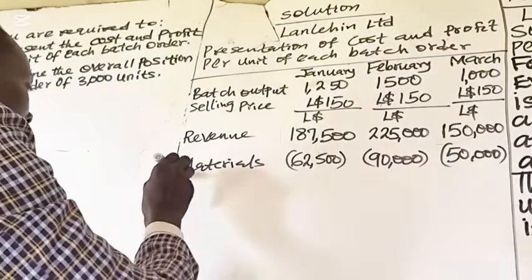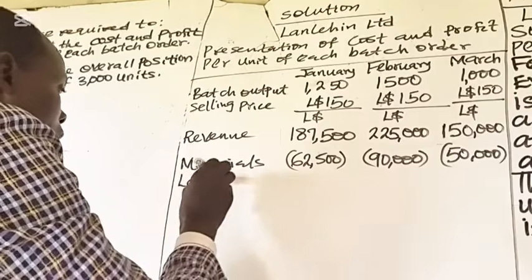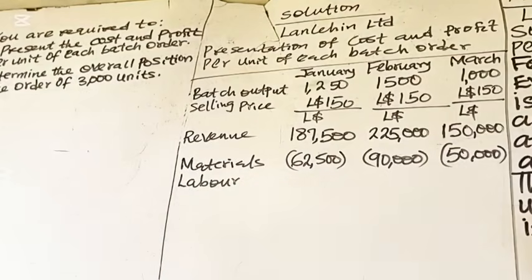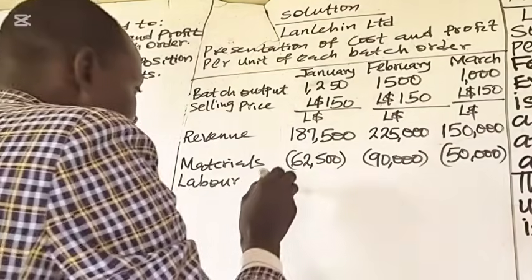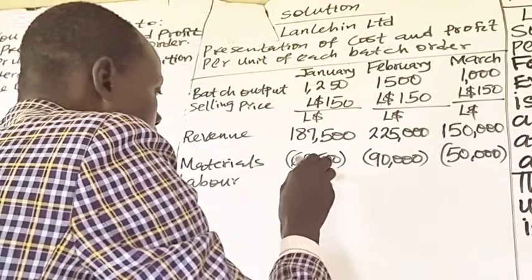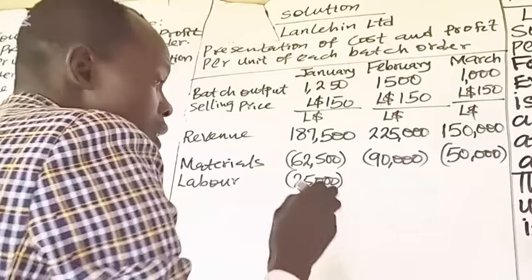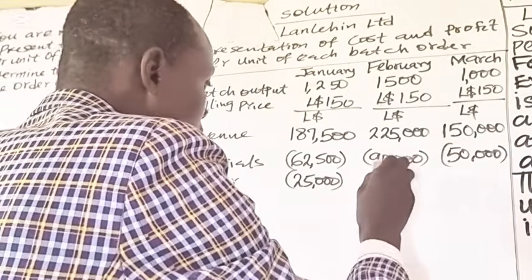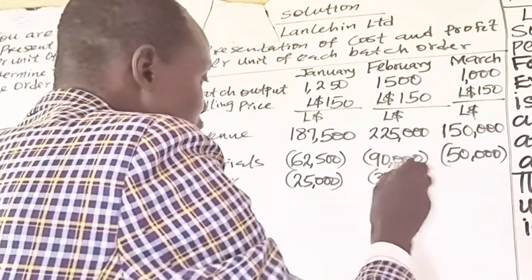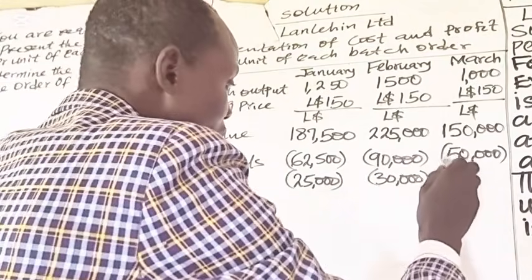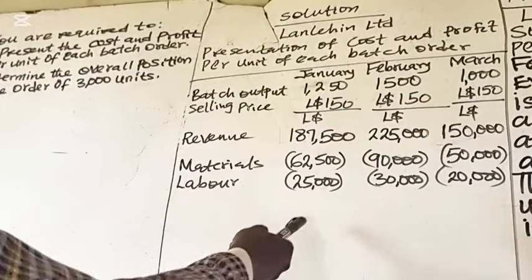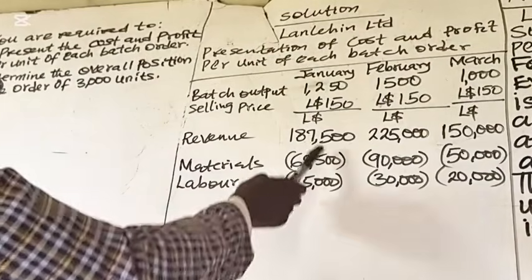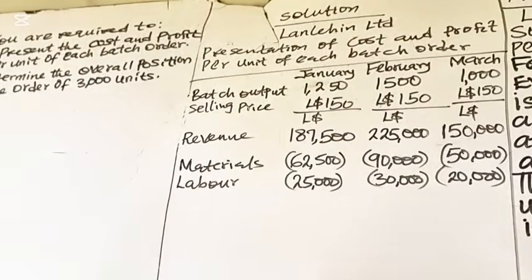After the materials, you have labor. The cost of labor in the month of January, we have 25,000. In February, we have 30,000. And in March, we have 20,000. The profit is revenue less cost. That is why we are subtracting the cost from revenue in order to get the profit.